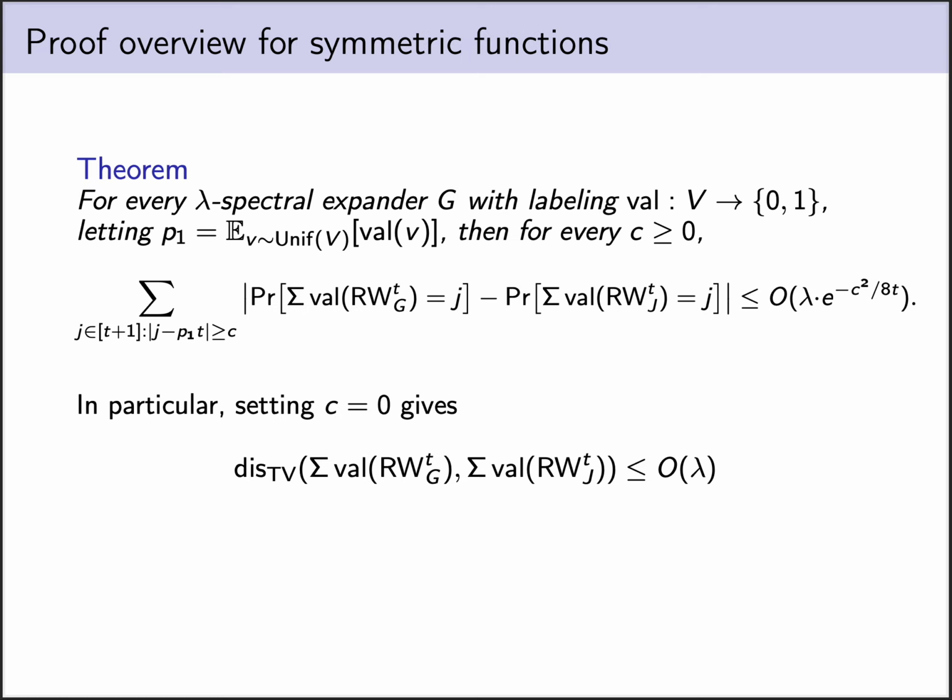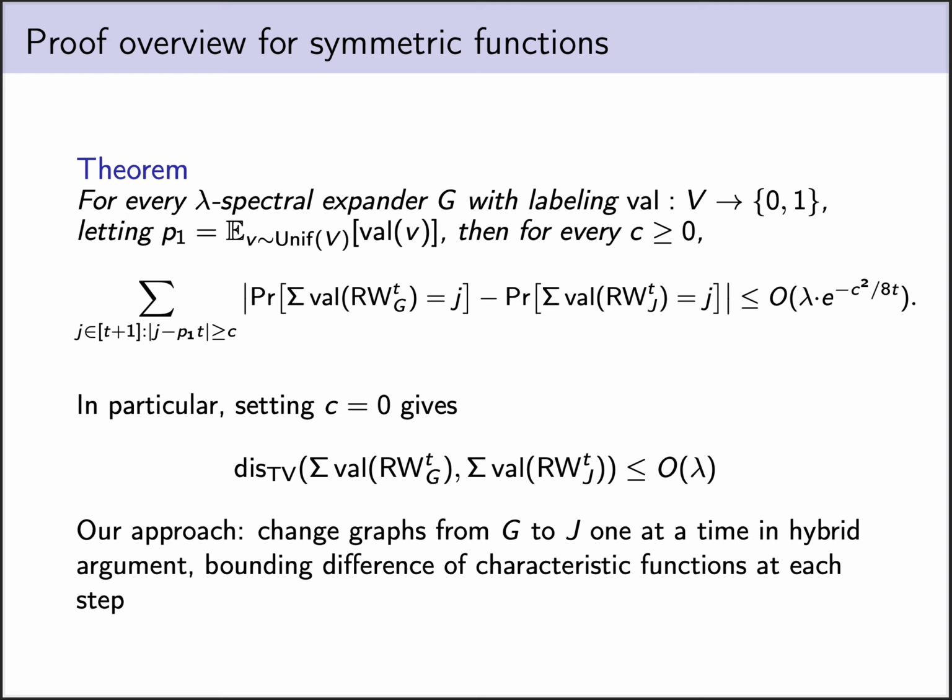So I'll now try to give at least a taste of our proof for symmetric functions. This is not nearly as concise as the proof I just showed. But I guess just to recall, here's the result we're trying to show. This total variation bound is maybe more intuitive, but there's also the tail bound. And our general approach is to change the graphs from G to J, so from the expander to the complete graph, one at a time in a hybrid argument where we bound the difference of characteristic functions at each step.